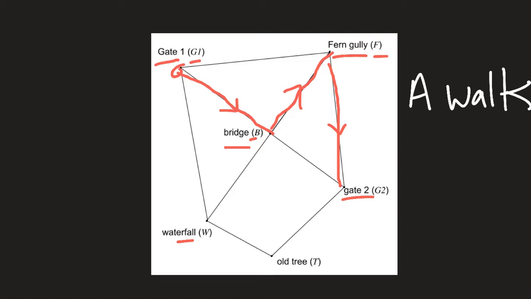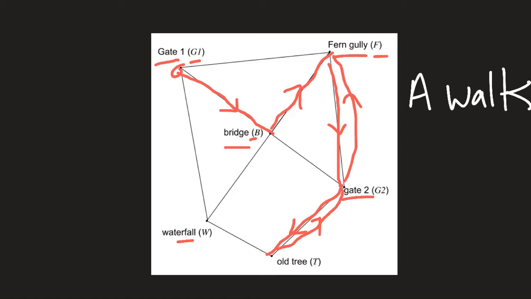and then after gate 2, I walked all the way down to the old tree, and then I turned back around and walked back to gate 2, and then finally I went back to Fern Gully. All right, and there's my walk. You notice in my walk, I've visited different vertices. The vertices must be connected, so I can't just jump between vertices. That would not make sense. It would have ambiguity in our network.